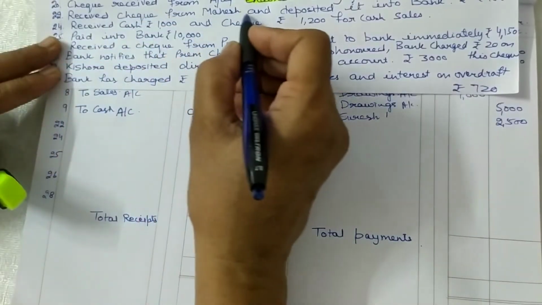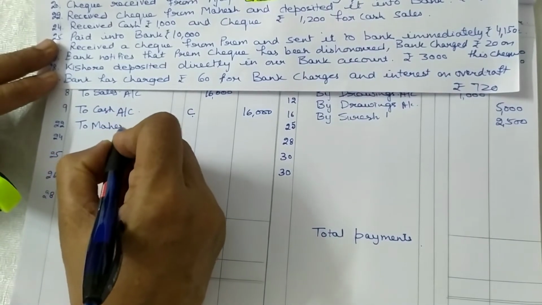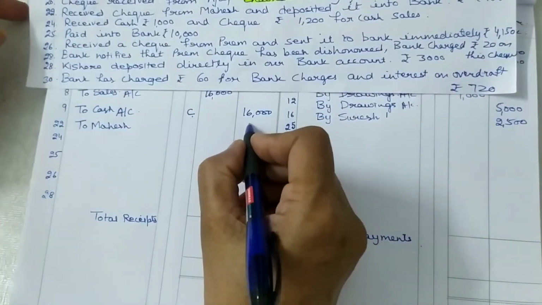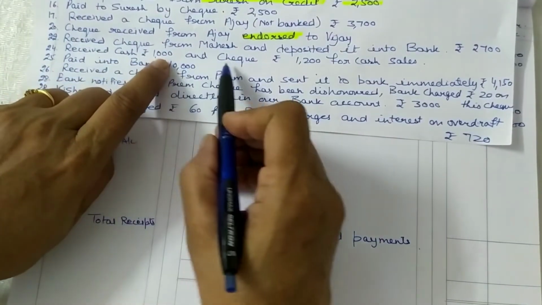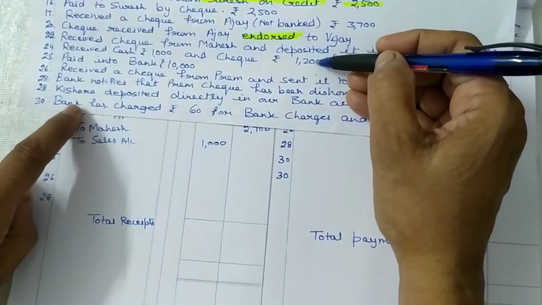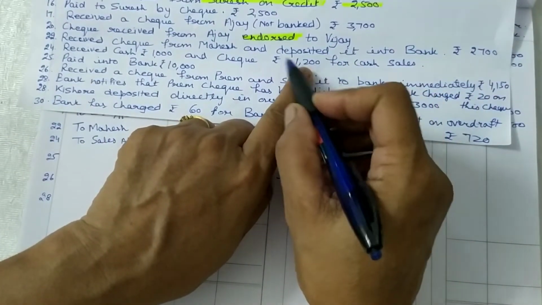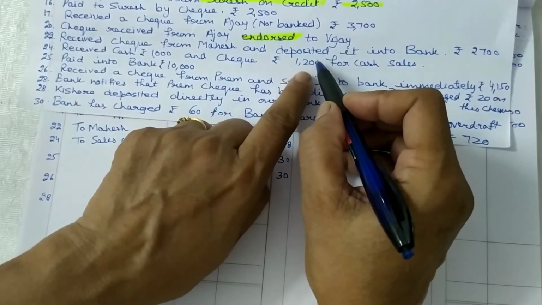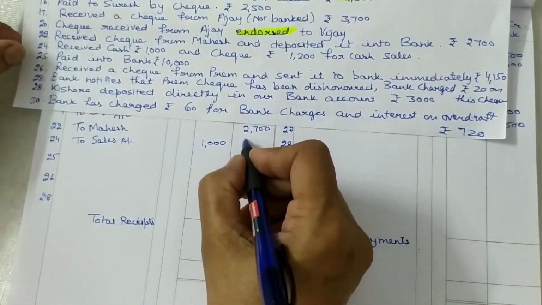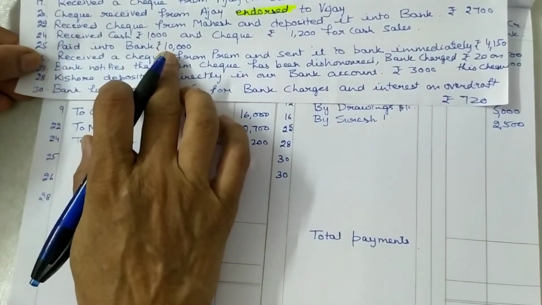Next is Mahesh deposited into bank. To Mahesh in bank column 2,700. Received cash 1,000 and check 1,200 for cash sales, and this check is not deposited till 30th. So it is assumed that this check of 1,200 is deposited on the same day. So you have to write two sales, 1,000 in cash column and 1,200 in bank column. Okay, bank column.